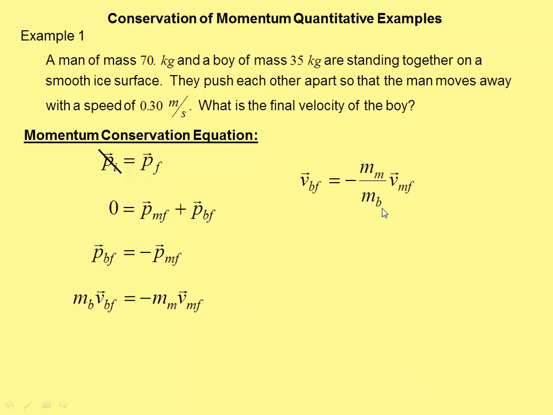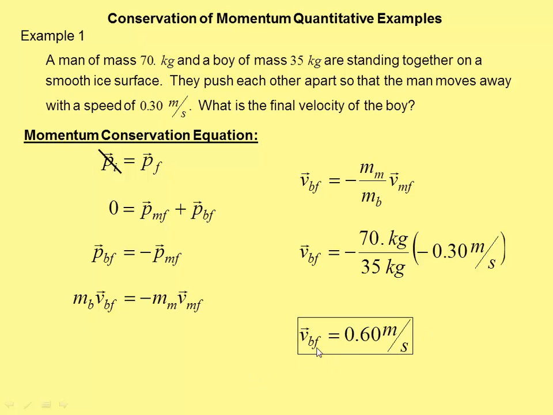Divide by the mass of the boy to solve for the final velocity of the boy, and plug in our numbers. But we have to be a little careful here. Think back to the previous screen. The man was moving in which direction? To the left. And therefore his velocity is negative. This is a vector. So here the two negatives cancel out, and we get a positive velocity for the boy. So notice the boy and the man go in opposite directions.